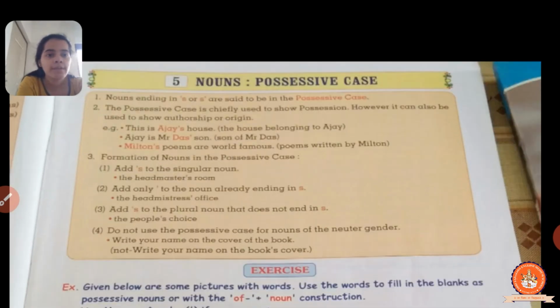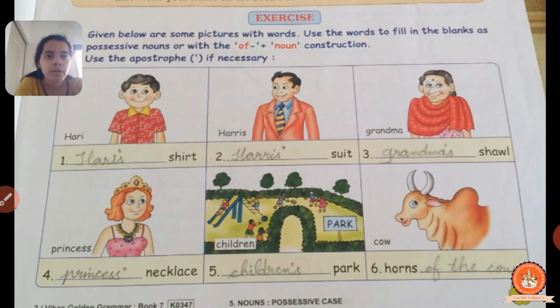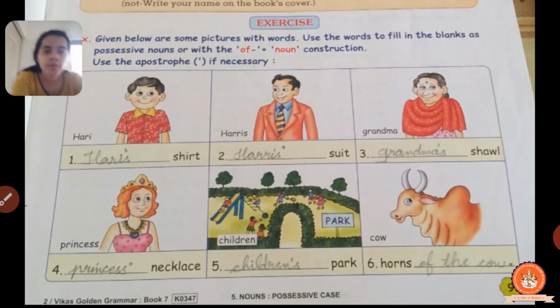Now we will see the exercise which is given over here. We have to look at this picture. The name of the noun is given. Person names are given, nouns are given.